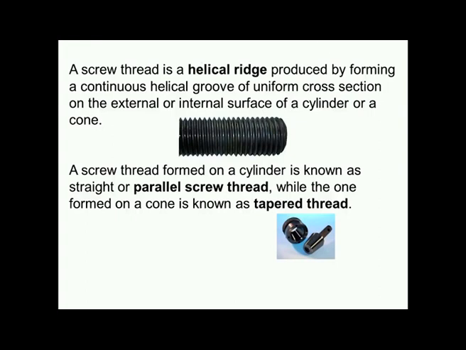Now, in this photo we can see the helical ridge produced, and the cross section is uniform for all the threads. Now, a screw thread formed on a cylinder is known as a straight or parallel screw thread, while the one formed on a cone is known as a tapered thread. You can see here some tapered threads. This is external tapered thread and this is internal tapered thread.